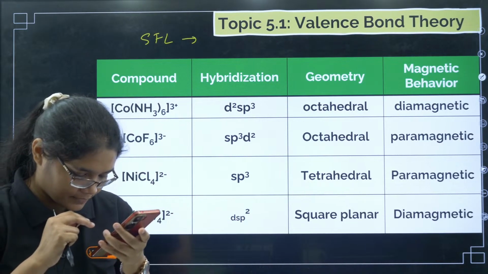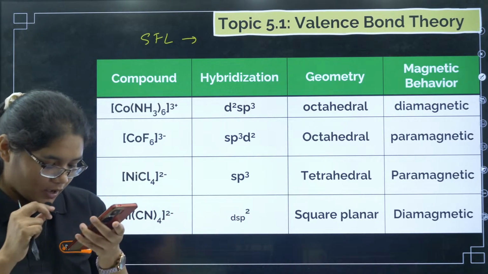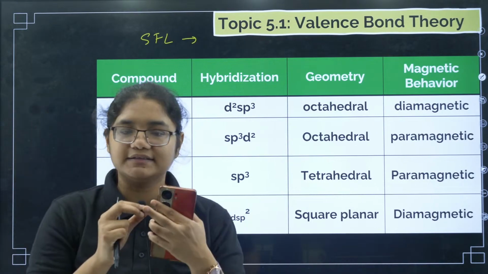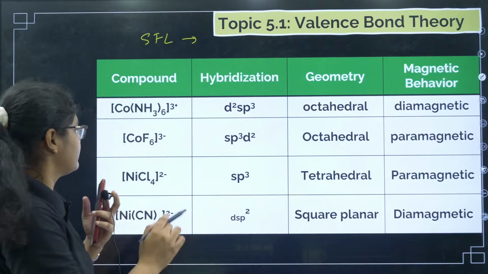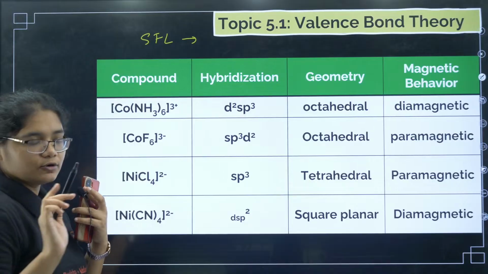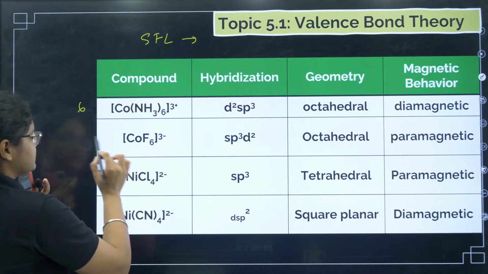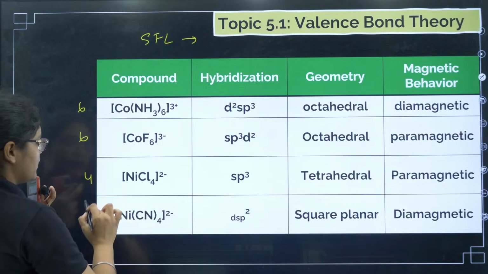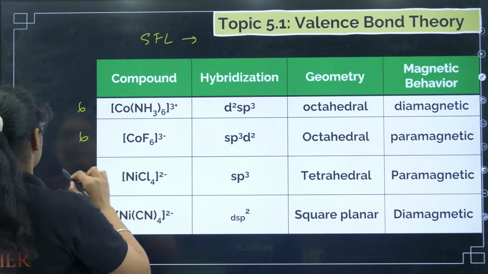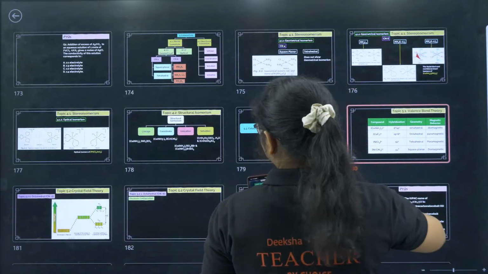Yes. Coordination number calculating. Coordination number is very easy, dear. You can just see how many bonds are formed here. Cobalt is forming 6 bonds. So coordination number is 6 here. Cobalt is forming 6 bonds. So here also 6. Here it is 4 and here it is 4. Now for example, there are certain compounds like this.